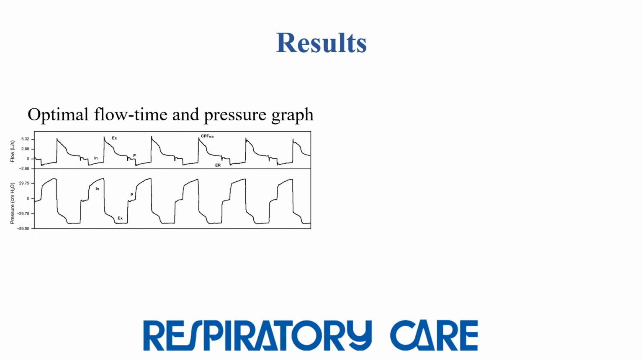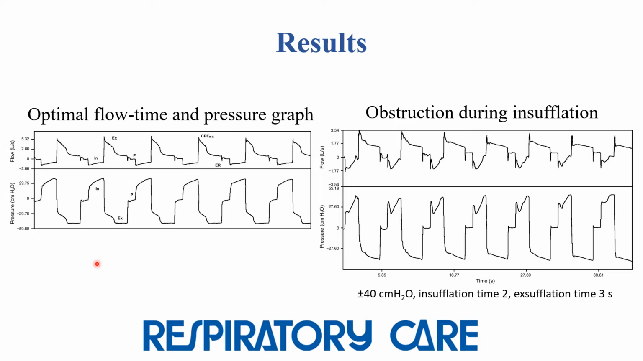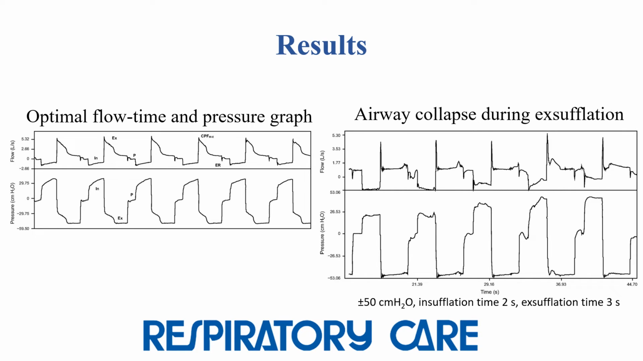This figure shows the optimal flow time and pressure time graph. On the top section you have flow, so here's insufflation followed by exsufflation and pause time, and on the bottom for pressure, here you have insufflation, exsufflation, and pause. When obstruction during insufflation occurred, you see this spike at the beginning of insufflation, and you can see this in both the flow and the pressure time graph. When collapse occurred during exsufflation, there was an abrupt flow decrease after the cough peak flow at the beginning of exsufflation, and you can see this flattening of the curve.